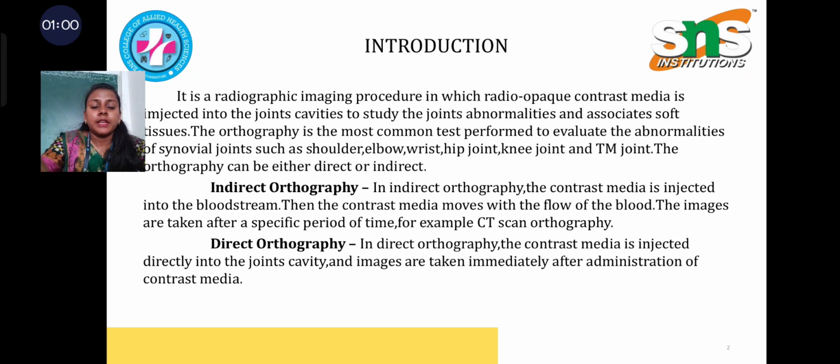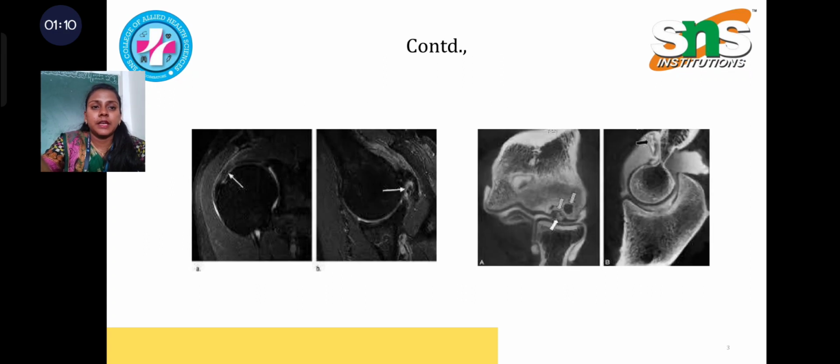Direct arthrography: in direct arthrography, the contrast media is injected directly into the joint's cavity and images are taken immediately after administration of contrast media. This is how the images are taken.